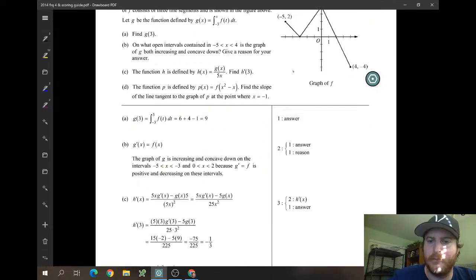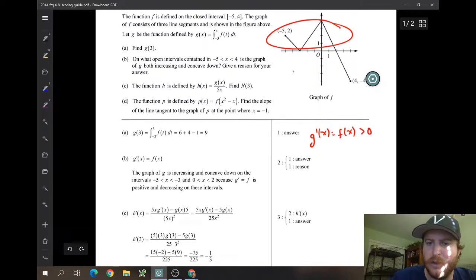So, the increasing part: g prime of x equals f of x. Increasing would be when it's greater than 0, so it would be this whole section. Then where is it concave down? That would be g double prime of x equals f prime of x. Concave down would be less than 0, which is when the graph is decreasing. So that would be this section and this section. So where do those overlap? They overlap from -5 to -3 and from just 0 to 2.